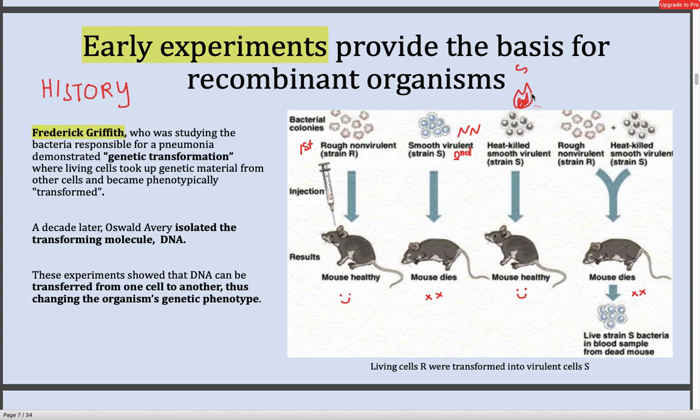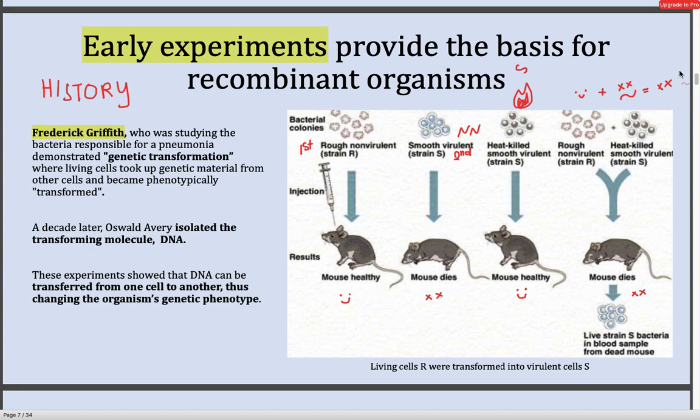Alright, so the last experiment that they did was they took the non-virulent strain R, and the heat-killed virulent strain S, and they injected both into the mouse. If you look at them separately again, with the non-virulent strain R, the mouse should be healthy. With the heat-killed virulent strain S, the mouse should also be healthy. But when you put them together, the mouse dies. What was also more interesting was that when they took a sample from the mouse, they found live strain S bacteria in it.